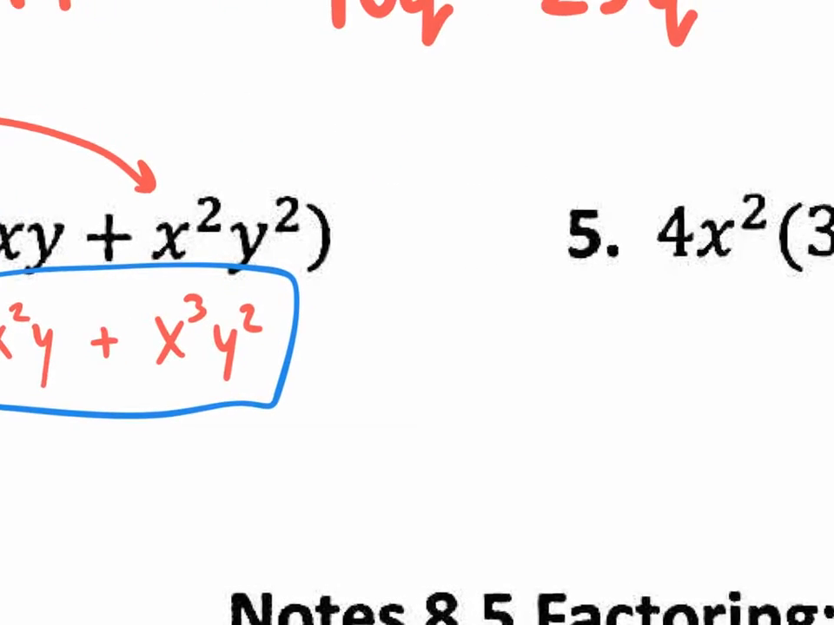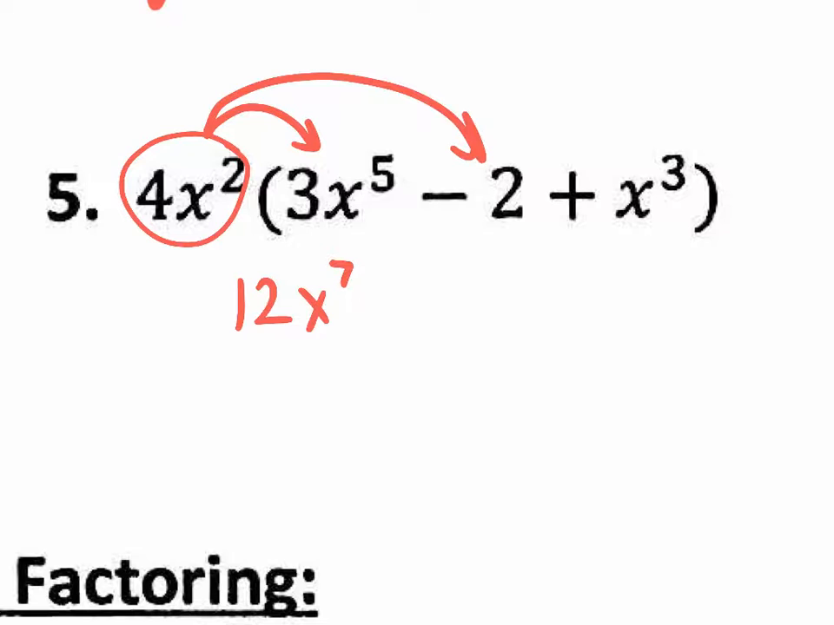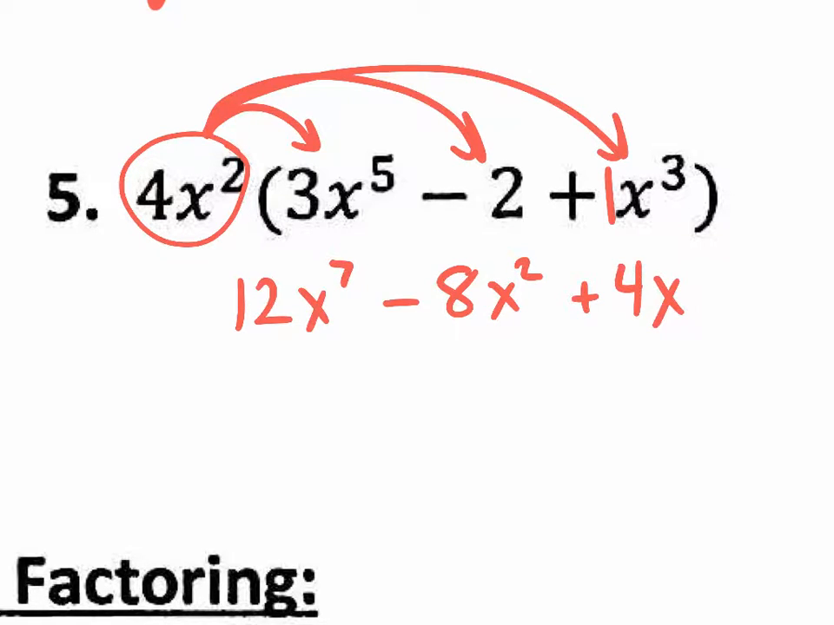Let's move on to the last one here, number 5. And let's distribute this monomial 4x squared to each of the terms on that trinomial on the inside of the parentheses. So 4x squared times 3x to the 5th. 4 times 3 is 12. X to the second times x to the 5th is x to the 7th. And then 4x squared times that negative 2. That's 4 times negative 2, negative 8, and then bring down the x squared with it. And then 4x squared times, this is really a 1x to the 3rd. What's 4x squared times 1x to the 3rd? Positive 4x to the 5th power.